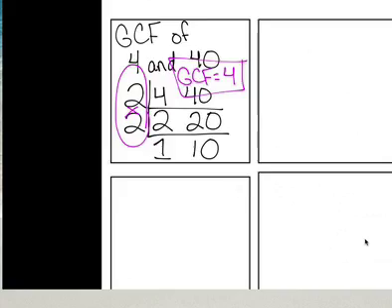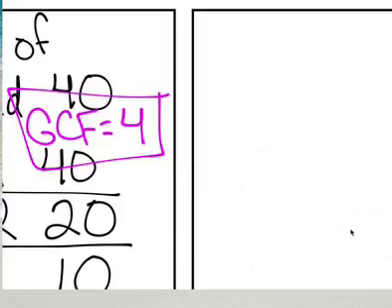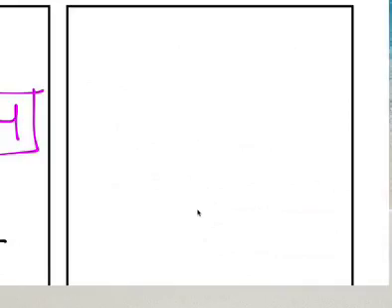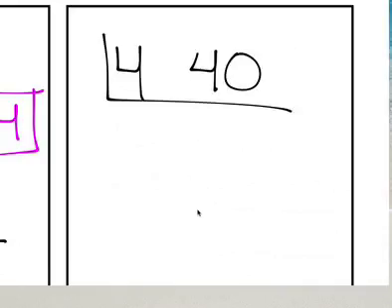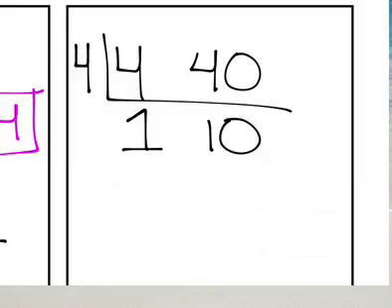Now let's find the GCF of 4 and 40 with the birthday cake. And we're going to start by dividing by 4. So once again, set up your birthday cake for 4 and 40. If we start by dividing by 4, we can see 4 divided by 4 is 1, and 40 divided by 4 is 10. Our bottom layer is now 1 and 10.